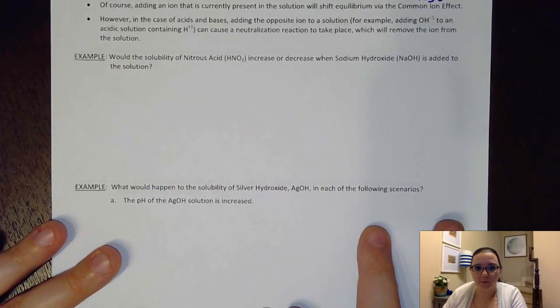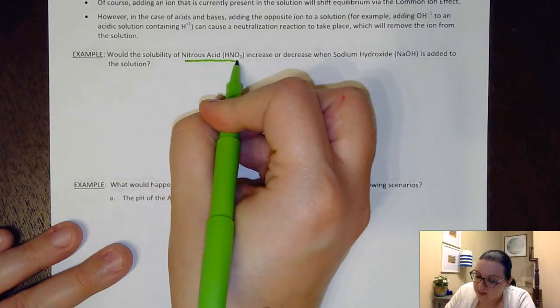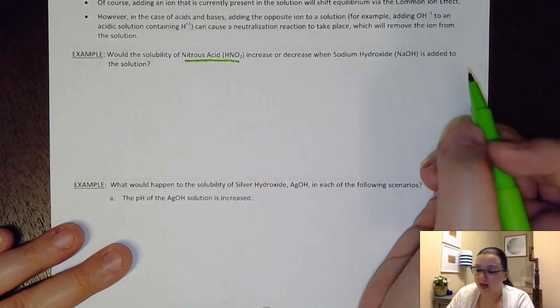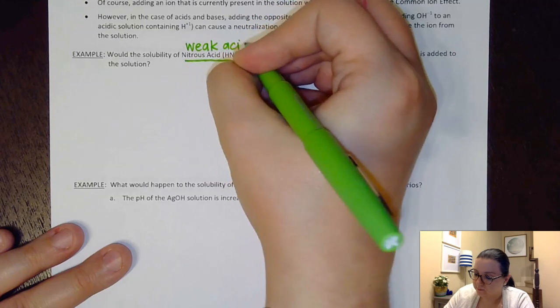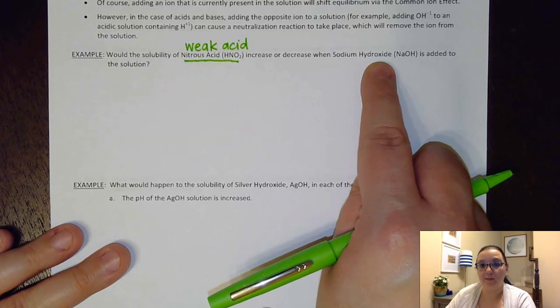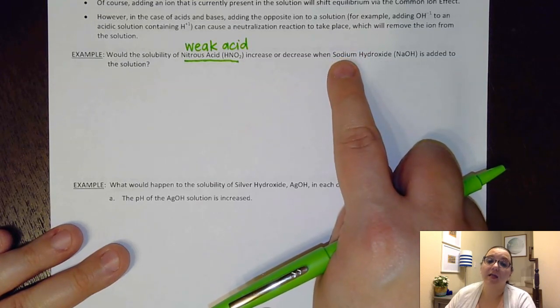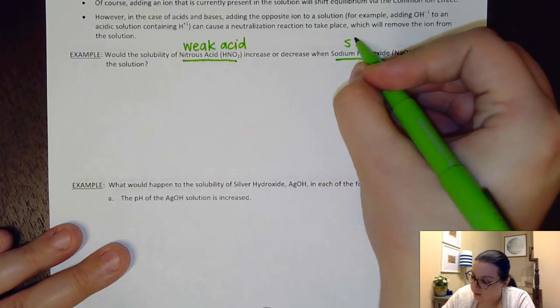So let's see some examples where this plays out. The first example asks, would the solubility of nitrous acid increase or decrease when sodium hydroxide is added to the solution? The first thing I'm going to do is evaluate what kind of substances I have here. Nitrous acid, I don't see that on my strong list of acids, and so I can assume that this is a weak acid. Sodium hydroxide has hydroxide, which I recognize as something we typically see in bases. I also see that it has a group 1 ion with it, so I know that this is a strong base.